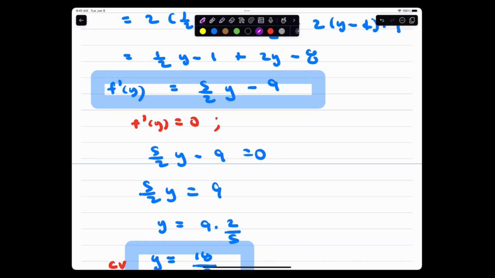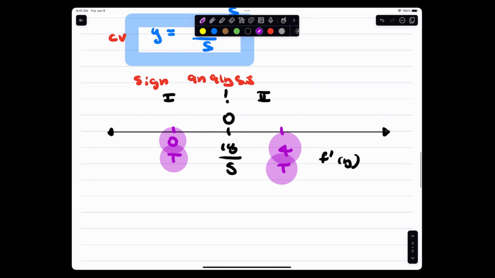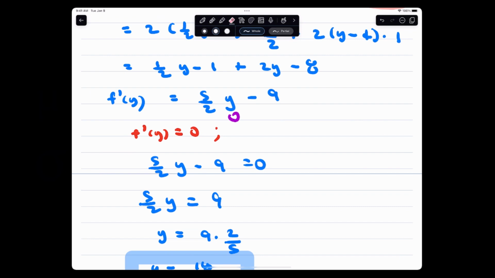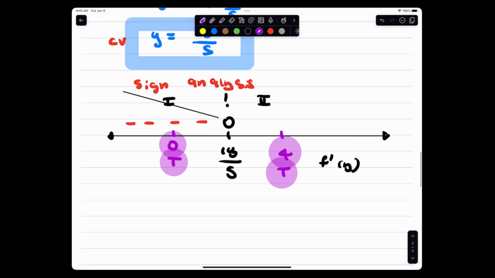So what happens if I plug in the test point of 0 here? Do you guys know? Is that negative? It's negative. Is that right? So negative. So that means region 1 is decreasing. Okay, now let's plug in 4 for that test point. So 5 halves times 4, isn't that going to be 10 minus 9, sorry, is 1. And that 1 is positive. Okay, so ladies and gentlemen, take a look here. That is going to be increasing.